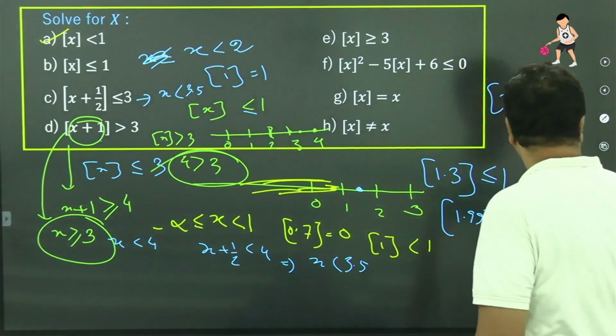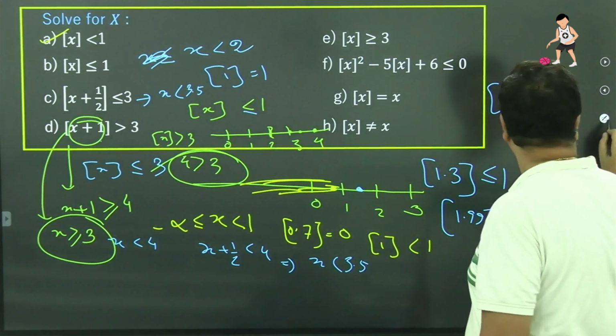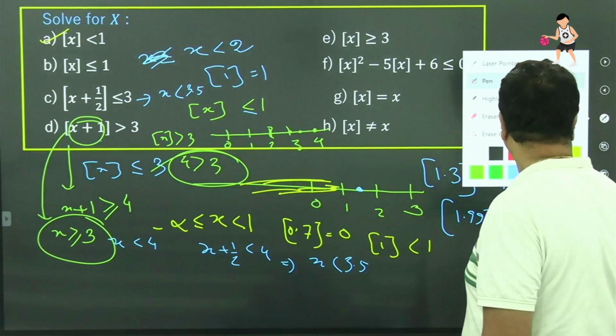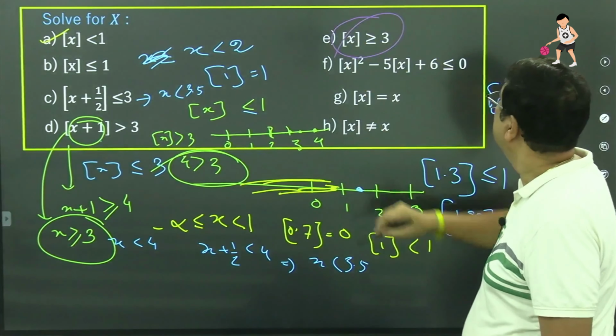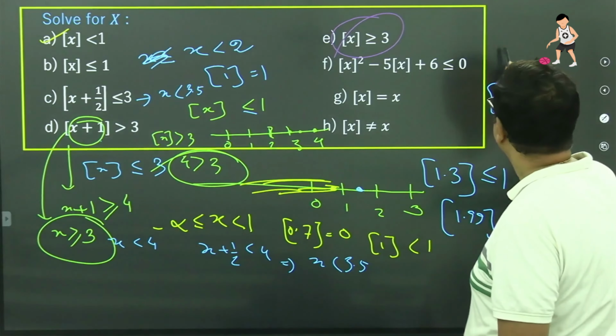How to solve this sum? Floor x greater than or equal to 3. Suppose I am using this ink. Ink should be, suppose, this particular one. So floor of x, this thing, floor of x greater than or equal to 3. So what will this be?